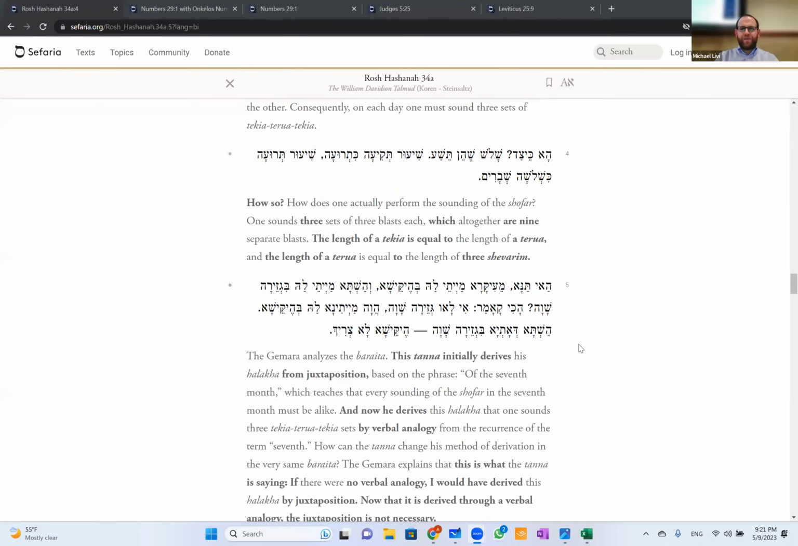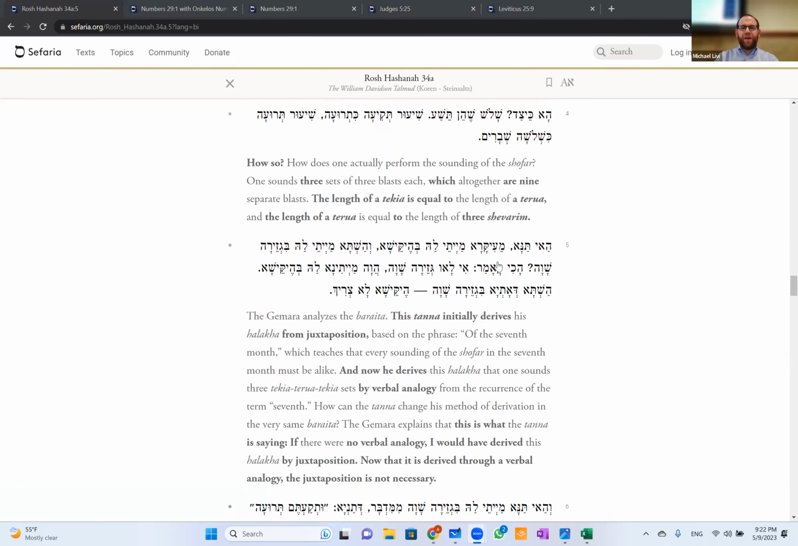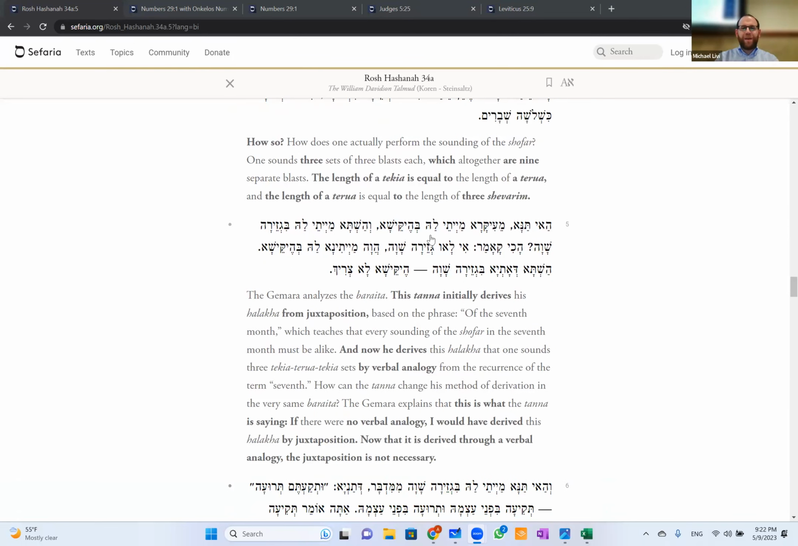Hi Tana, the author of this Braita, Meikara Maitila Behekesha. Initially, he was learning out the connections between Rosh Hashanah and Yovel from a hekesh, which means there's an extra word Shevi'i in the Yovel section, so I'm now going to expand it to other cases of the 7th month. But in the last section of the Braita, Maiti la b'gzerah shava, he quotes it as a gezerah shava. It says the word Shevi'i twice.